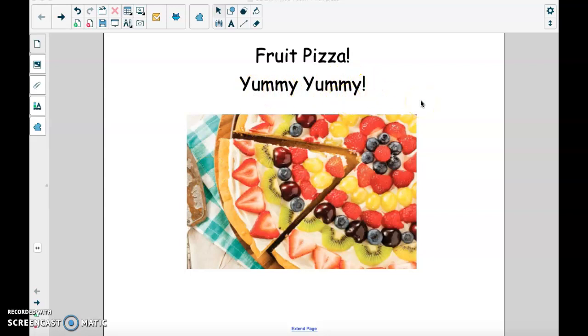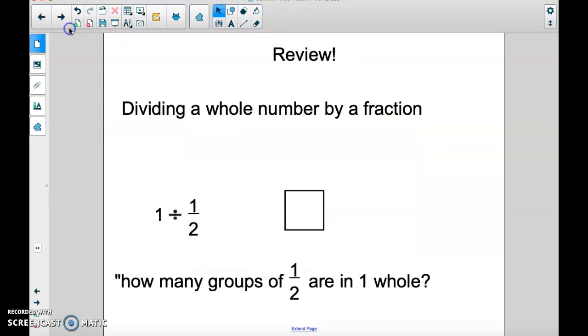So today's activity is going to be about fruit pizza, but in order to be successful with today's activity, we have to review a couple things, okay? Just so that we're all on the same page and we understand what's going on. So, first thing we need to review is dividing a whole number by a fraction, right?